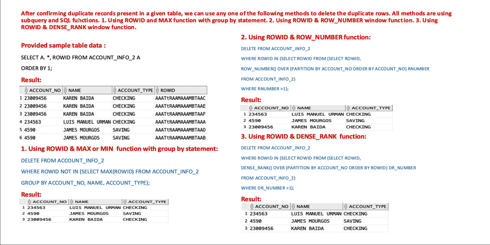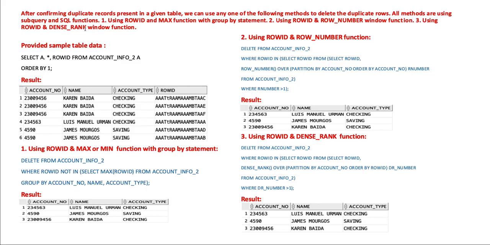After confirming duplicate records are present in a given table, we can use any one of the following methods. All methods are using subqueries and SQL functions. First one, using ROWID and the MAX function with a GROUP BY statement. Second method, using ROWID and the ROW_NUMBER function. And third one is using ROWID and the DENSE_RANK function.